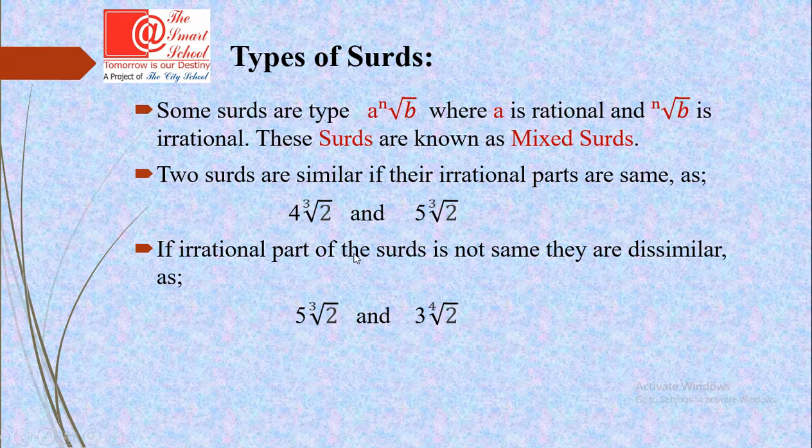If the irrational part of surds is not the same, they are dissimilar, as 5 times the cube root of 2 and 3 times the fourth root of 2. So both the irrational parts are different. It means these surds are dissimilar.